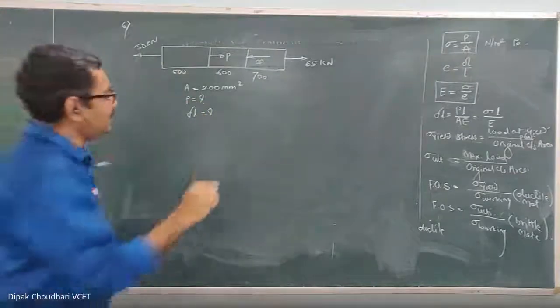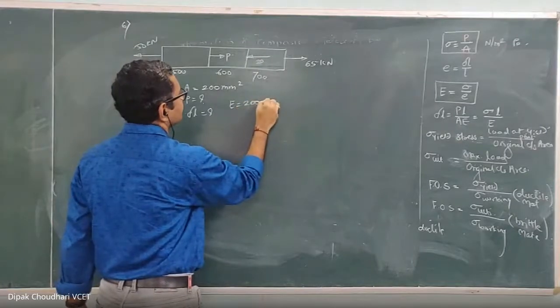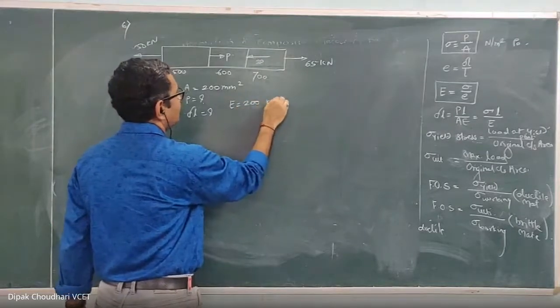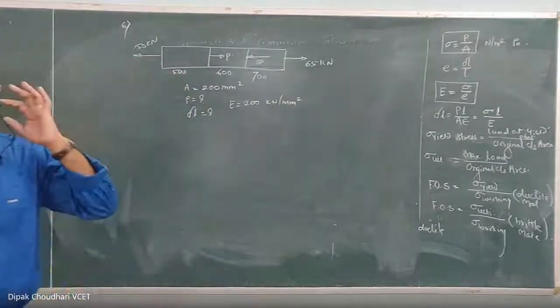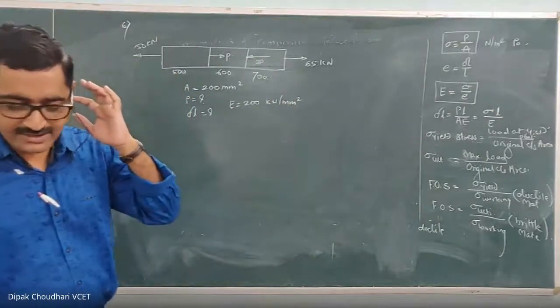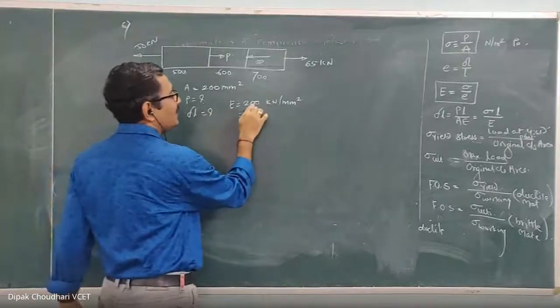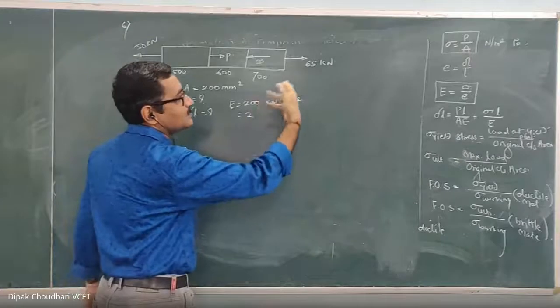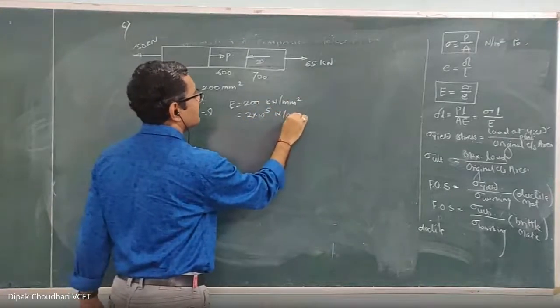We have taken the value of E equal to 200 kilonewton per millimeter square. E equal to 200 kilonewton per millimeter square. We can write it as 200 into kilo, means 10 raised to 3, that is 2 into 10 raised to 5 Newton per millimeter square. Am I right?